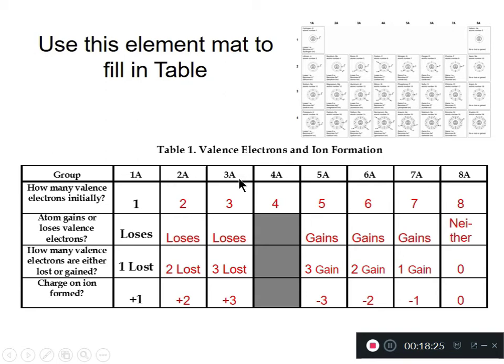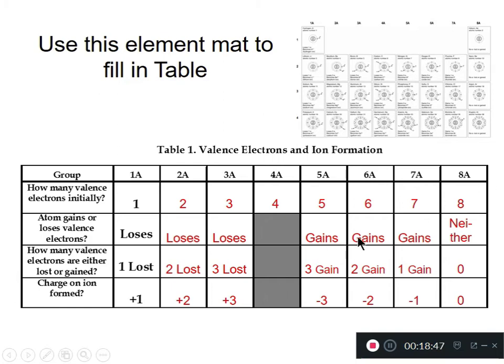For groups 2A and 3A, it loses its valence electrons. So I lose 2 for group 2A, I lose 3 for group 3A, and become a +2 or +3. On this side, 4 seems to be the break point. And note they didn't even ask me about this because it's a little weird. So I moved to 5, 6, 7, 8.